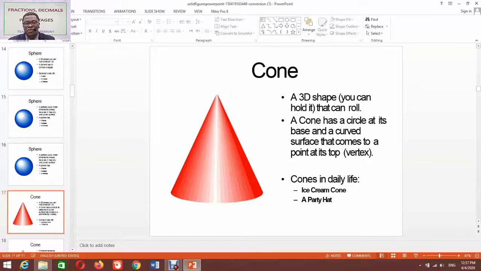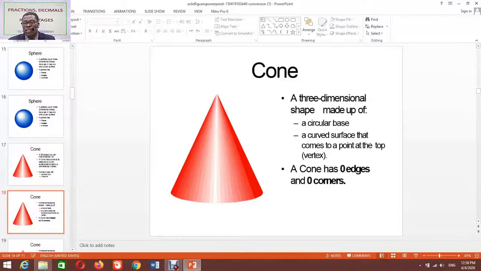Let me repeat this point. Cones in our daily life, physically we see them like an ice cream, and then we also see them like what? A party hat. A cone is a 3-dimensional shape made up of a circular base and a curved surface that comes to a point at the top, that is the vertex. A cone has 0 edges and 0 corners.